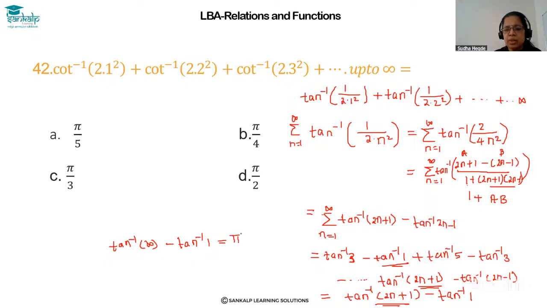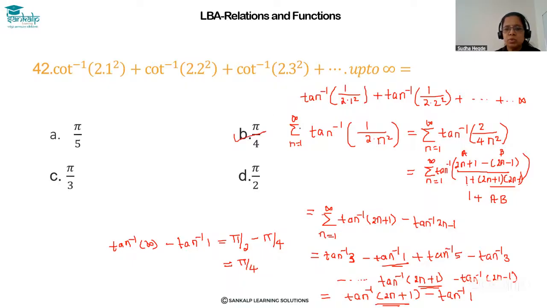It is pi by 2. What is tan inverse 1? Tan inverse 1 is pi by 4. Therefore, pi by 2 minus pi by 4 is pi by 4. Check the options. It's option B, pi by 4 is the correct answer.